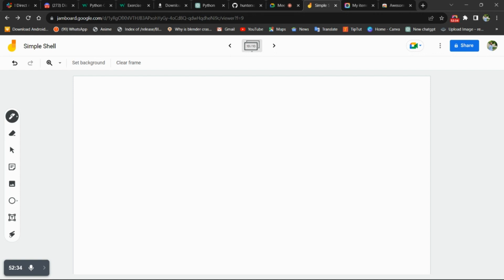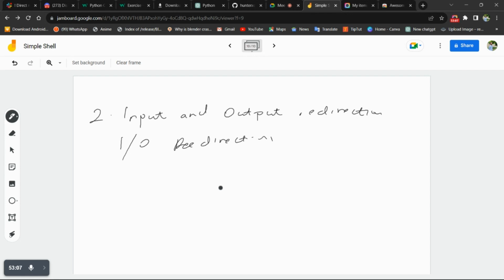So the shell also does something else. The second thing the shell does is deal with input and output redirection. Let me not miss anything, please. Okay, so the second one, it deals with input and output redirection. I think most of you already know what this is. If you don't, you will know what input and output redirection is.